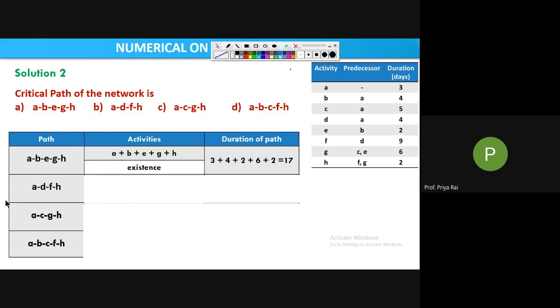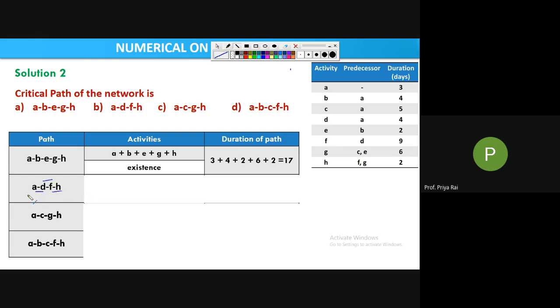See, A to D: does it exist or not? Yes, ma'am. A to D, that is D's predecessor is A. Very good. Now tell me D to F. It exists. That means F's predecessor is D. Now comes F to H. That is H's predecessor is F. Yes. So this also exists.